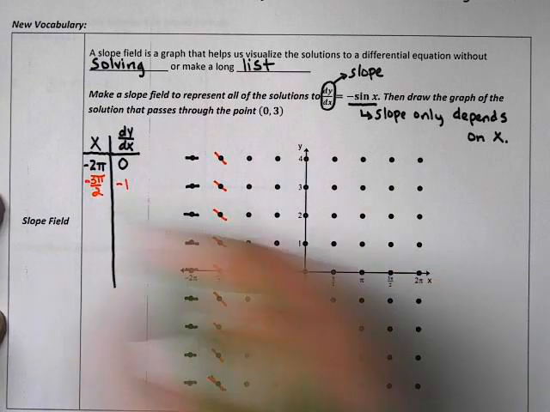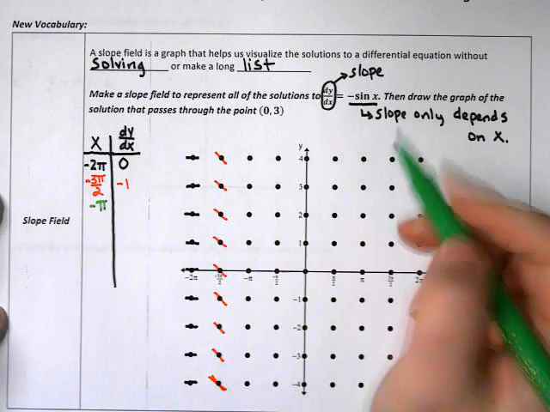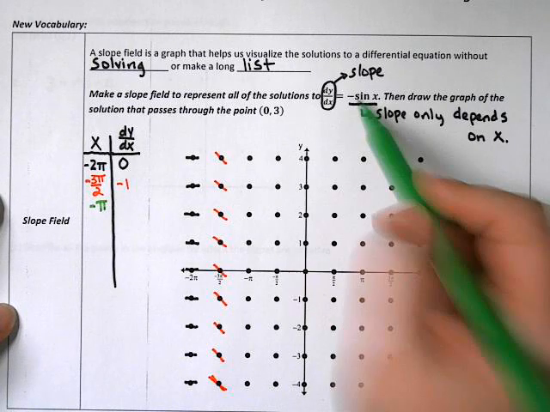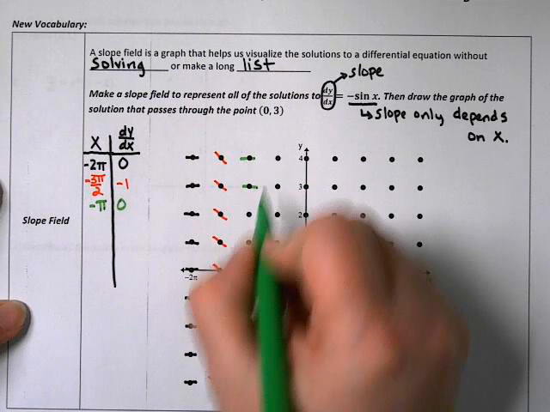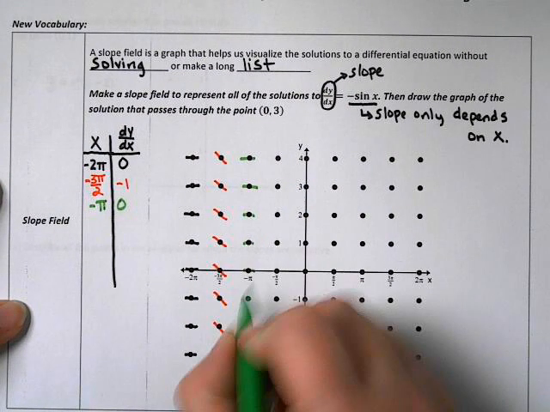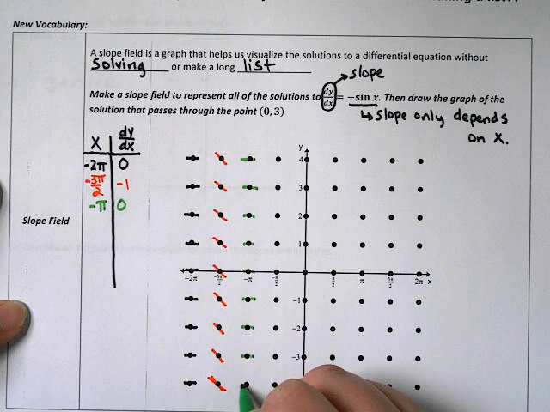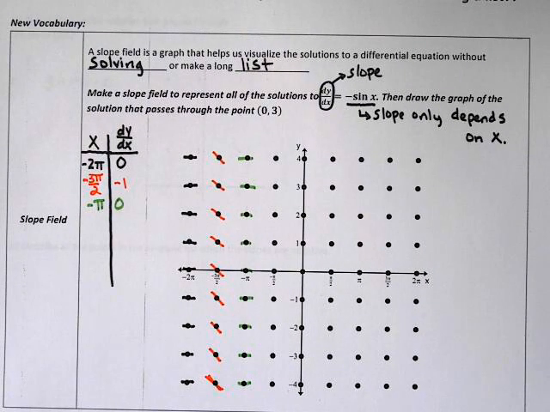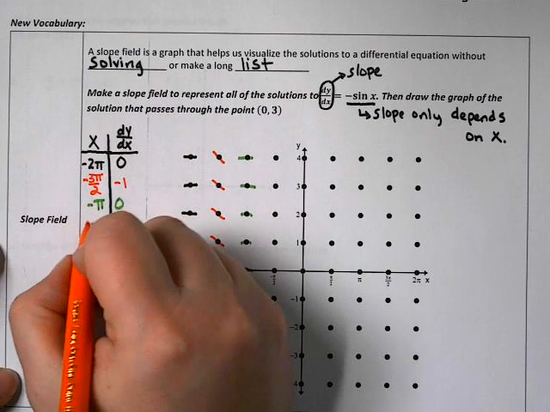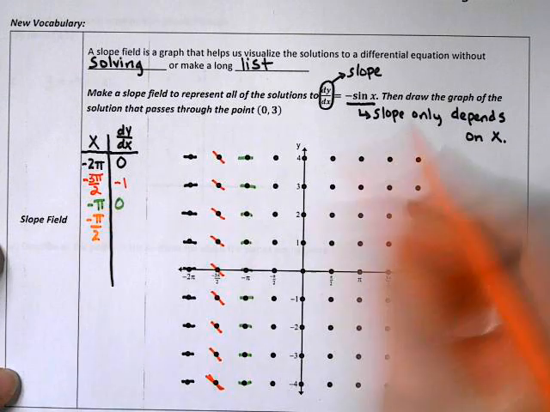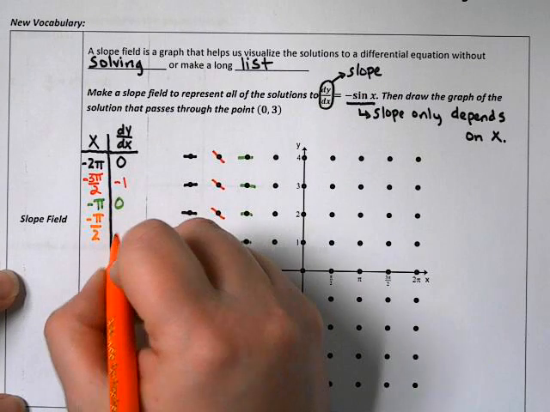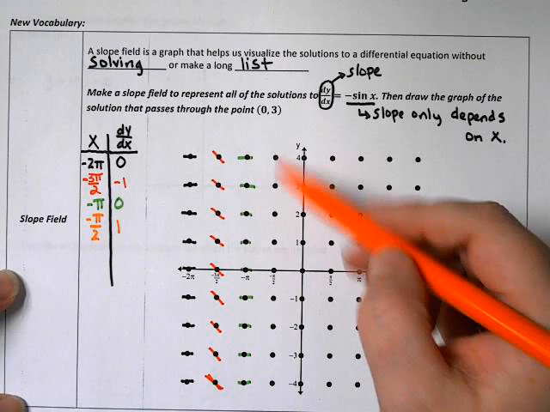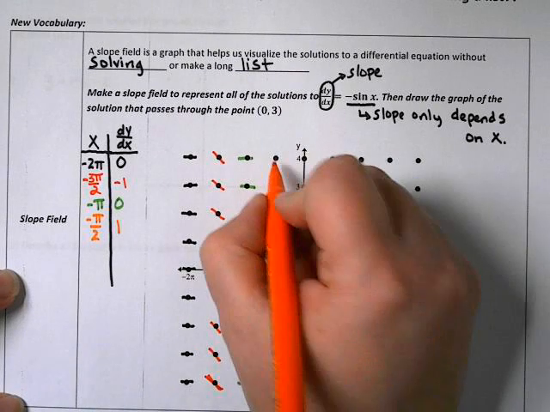All right, our next x value is negative pi. So the sign of negative pi would be 0. So negative 0 is still just 0. So every single one of these has a slope of 0 as well. Okay, then let's see, what do we need next? Negative pi over 2. So the sign of negative pi over 2 would be negative 1, and then the opposite of negative 1 would be a positive 1. So every single one of these x values is going to have a slope of positive 1.